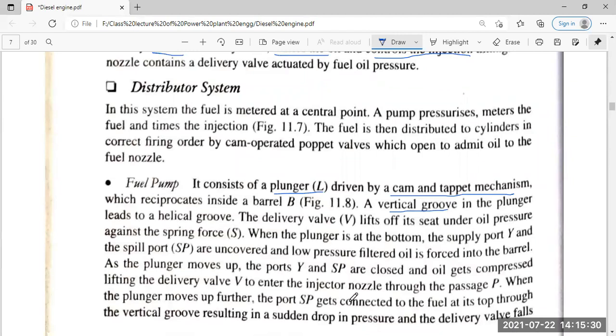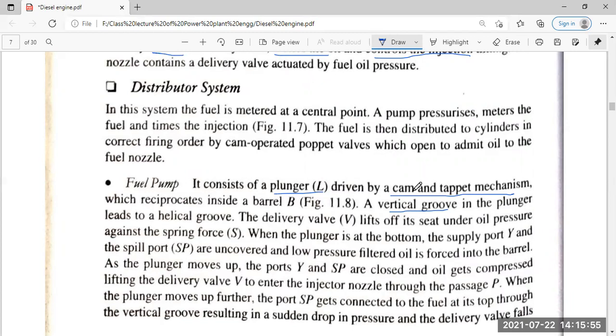And this plunger gets its motion, its movement, or its instruction, you can show it by means of a cam and tappet mechanism, which reciprocates inside a barrel. It reciprocates inside the barrel and is driven by the cam and tappet mechanism. A vertical groove in the plunger leads to the helical groove.